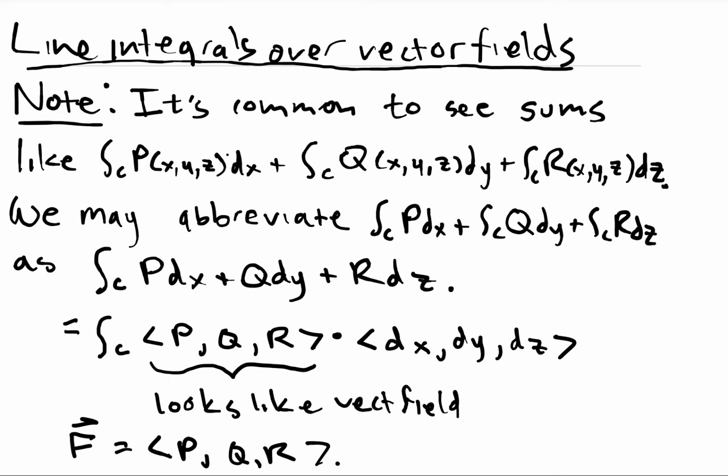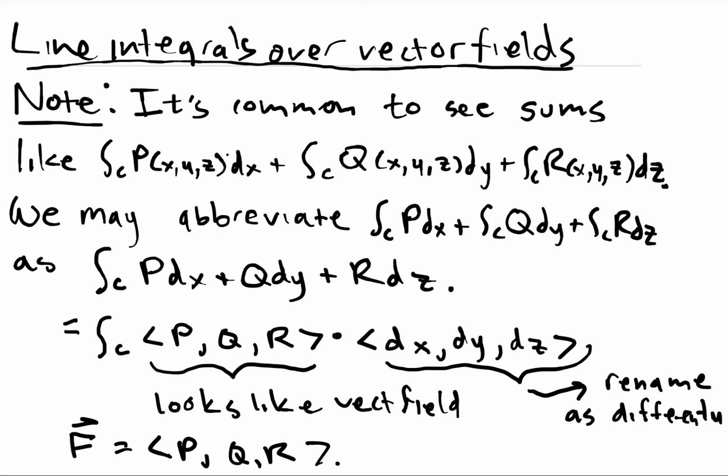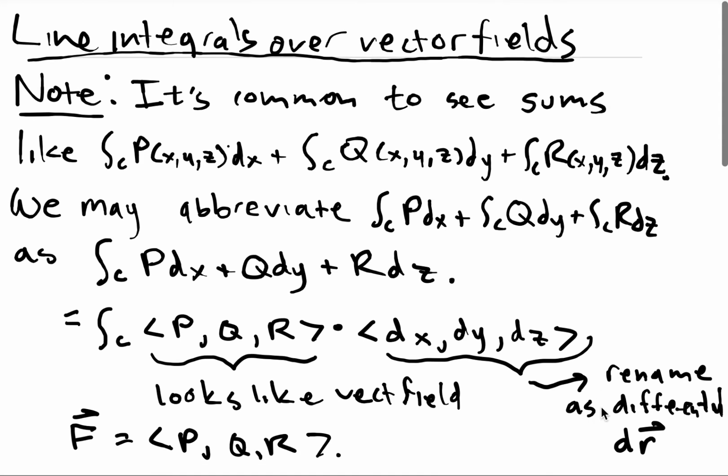Now, this thing on the end, here, what I typically do is, let's kind of rename this. I'm going to rename this as a differential, a specific differential, a vector differential, dr. Okay, so what it really looks like I'm doing is I am integrating a vector field with respect to a vector differential, which I'm going to abbreviate as dr, and we put the hat over it to let us know that that thing looks like a vector.